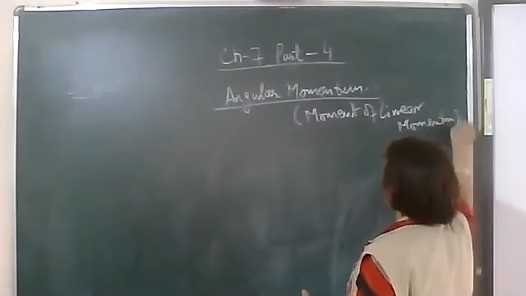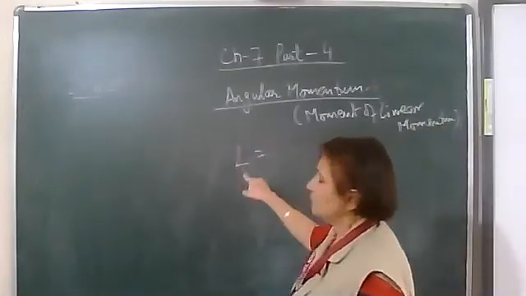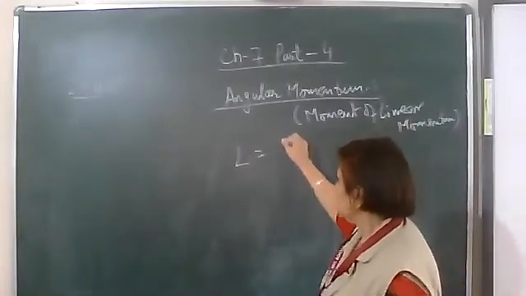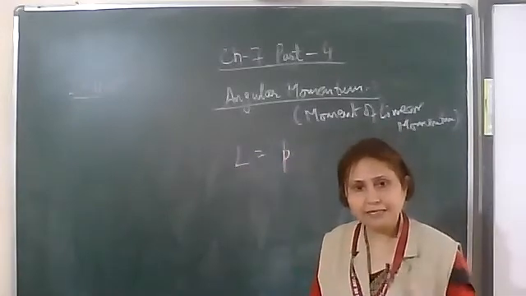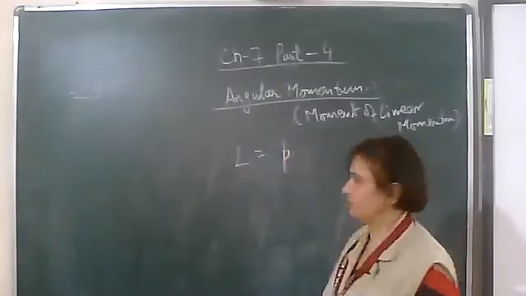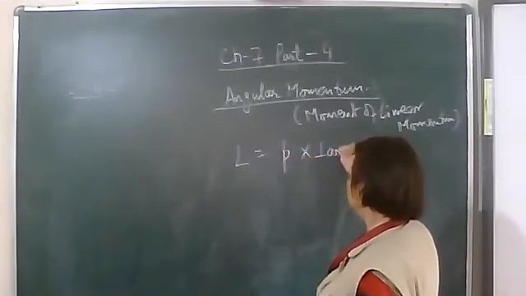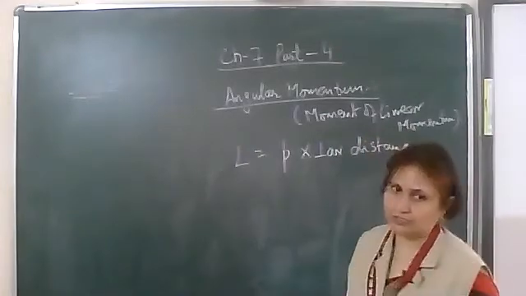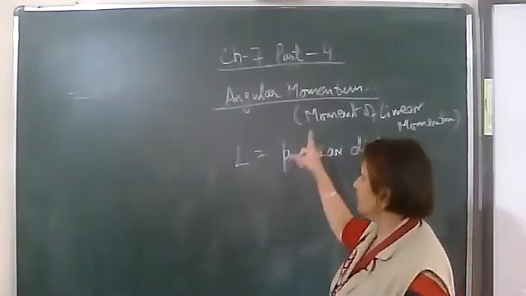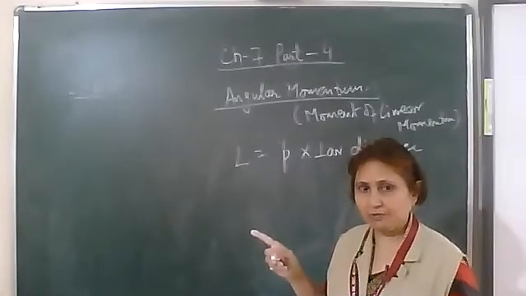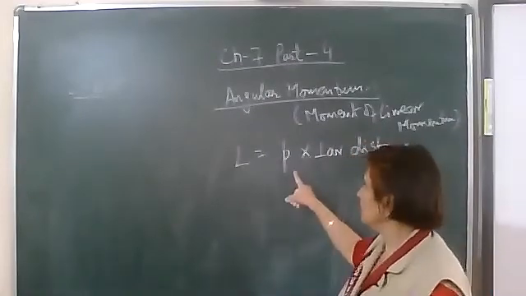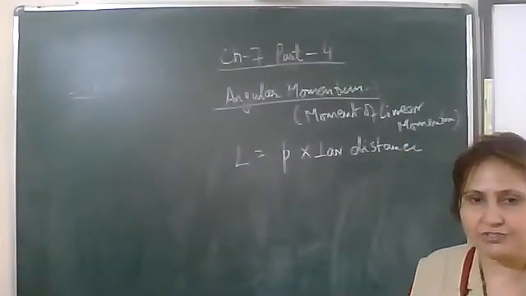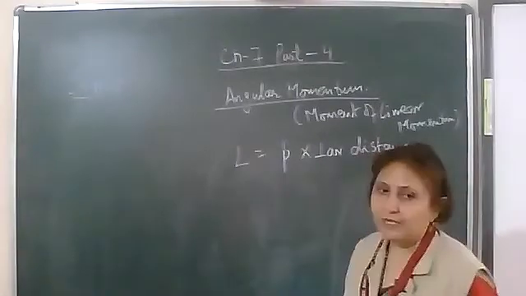Angular momentum, which we represent by L, is equal to the linear momentum multiplied by the perpendicular distance from the axis of rotation. So angular momentum, which is also called the moment of linear momentum, is equal to the linear momentum multiplied by the perpendicular distance from the axis of rotation. So P into the perpendicular distance.